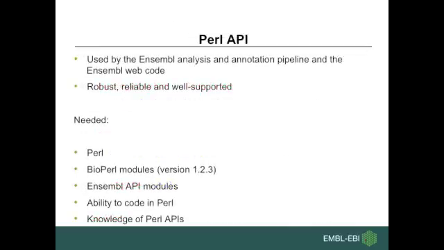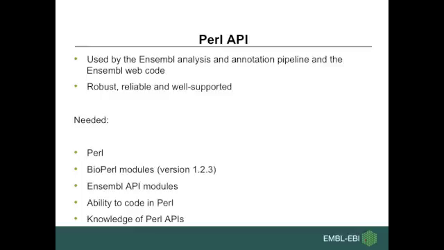So we use the API very heavily internally. We use it via analysis and annotation pipelines. The web code also uses it. It's robust, it's reliable, it's well supported. If the API breaks, we can't get a new release out. So almost the fact that we've produced the release is proof that the API is consistent with the database modifications. And it's very, very rare for anybody to report the API isn't working.